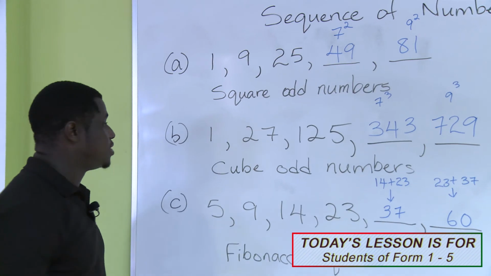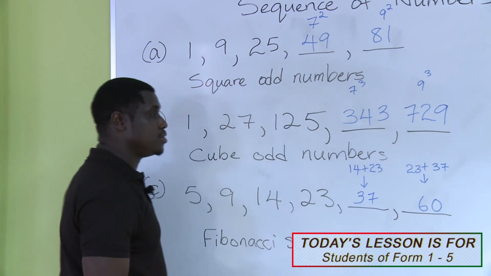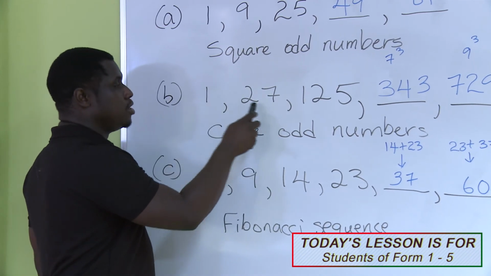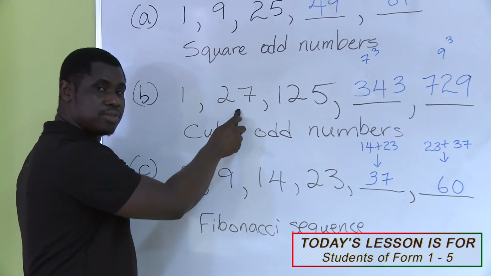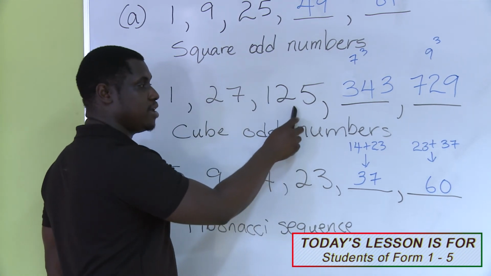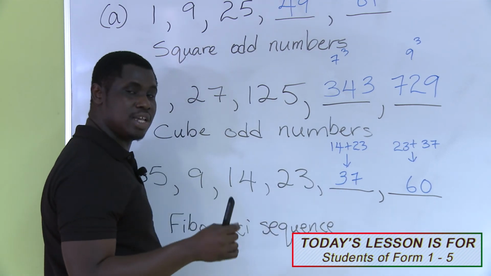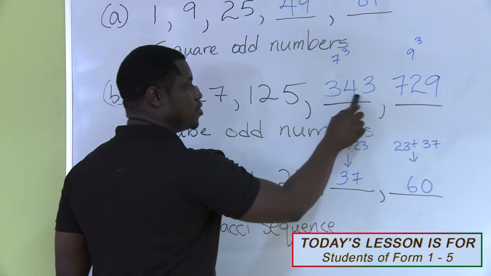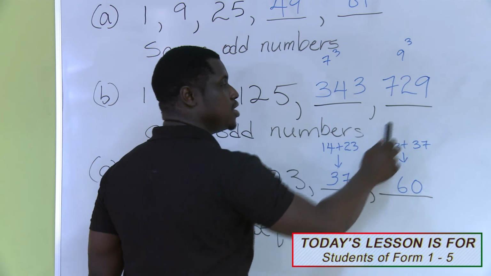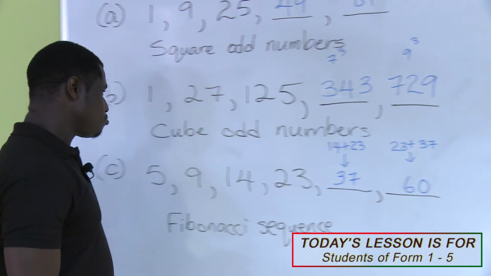For the second sequence, I realize that I'm going to cube odd numbers now. 1 cube is 1 by 1 by 1, which gives me 1. 3 cube, 3 by 3 by 3, which gives me 27. 5 cube, 5 by 5 by 5, 125. So therefore 7 cube, 7 by 7 by 7 is going to give me 343. 9 cube, 9 by 9 by 9 is going to give me 729.